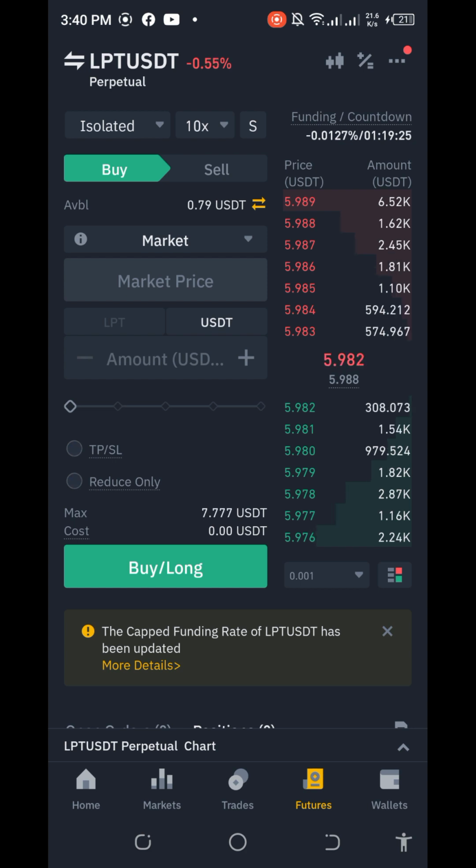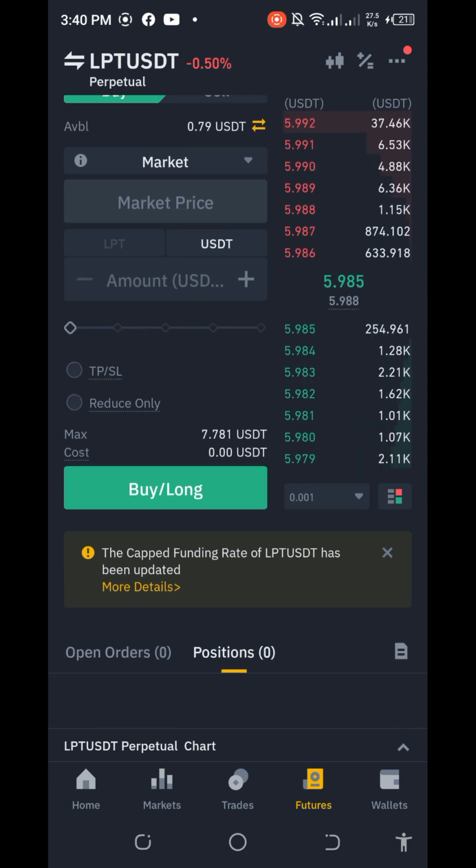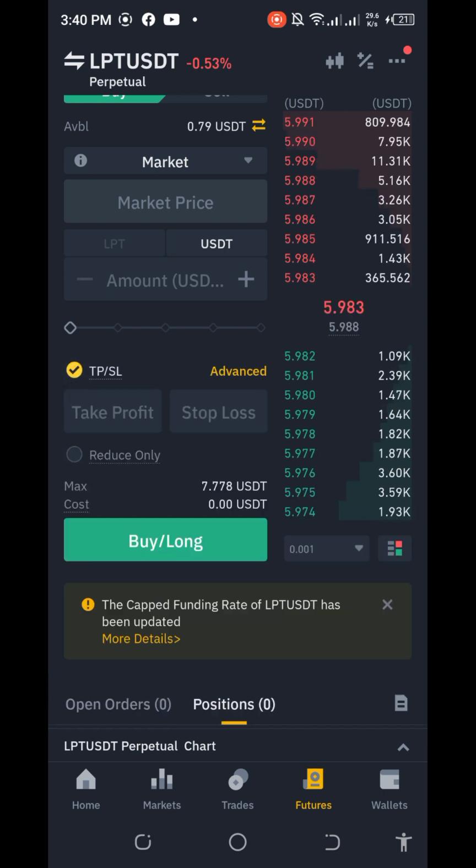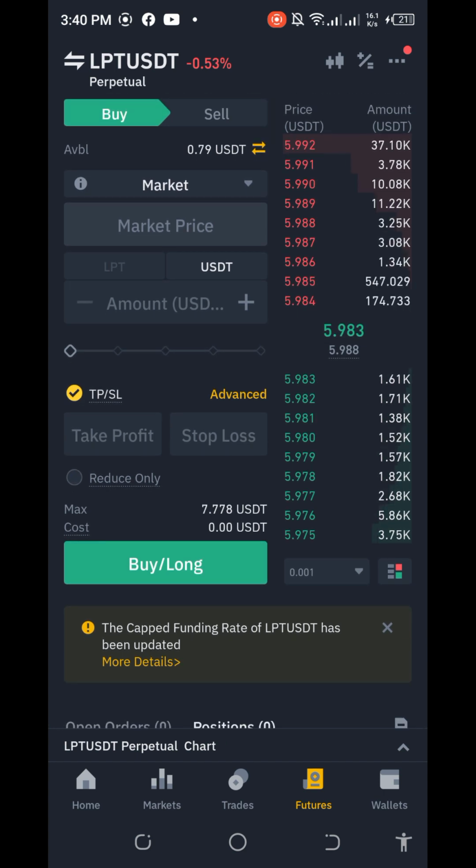So now what is this TP and SL? This we call take profit and stop loss. Why do we set take profit and stop loss? The reason why we set take profit and stop loss is, like now, when I enter the market on buy, I'm expecting the price of that particular coin to go up so that I can be making profit.